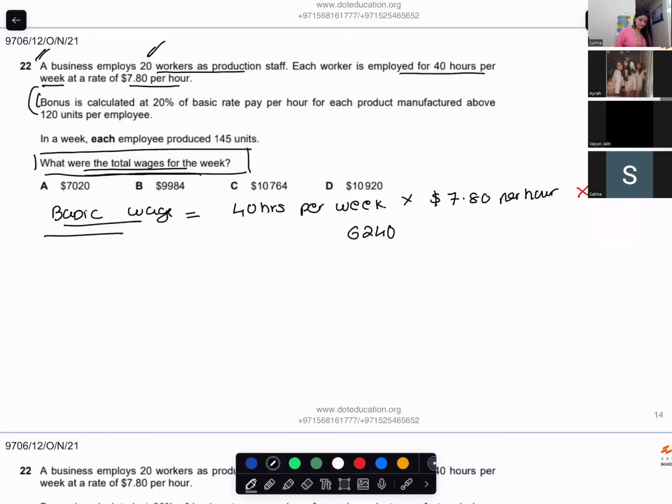Please read. Bonus is calculated at 20% of basic rate pay per hour for each product manufactured above 120 units per employee. So if any employee is going to produce above 120 units, how much are you going to give bonus? 20% of the basic rate pay. What is the basic rate pay? 7.80. So bonus will be 20% of it. So bonus is how much? 1.56.